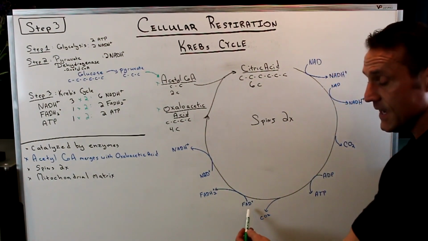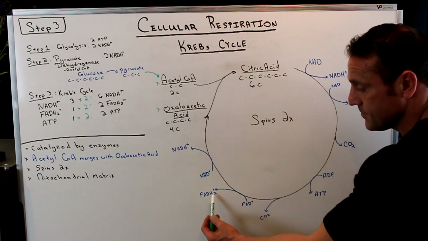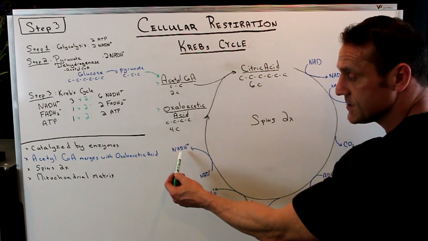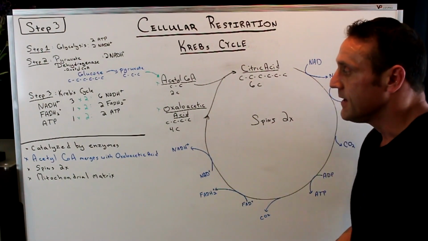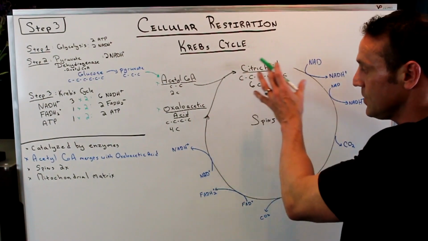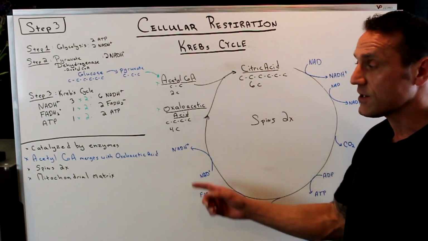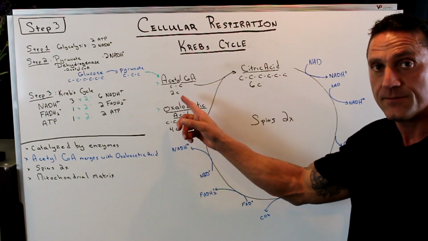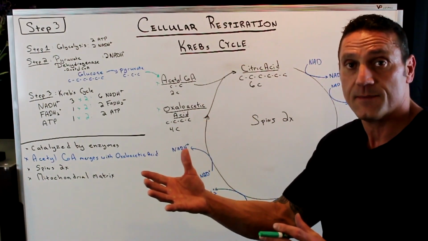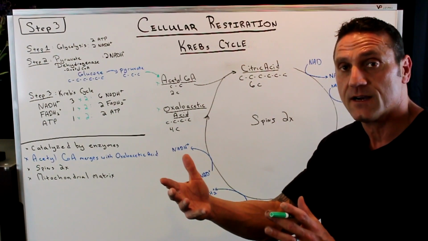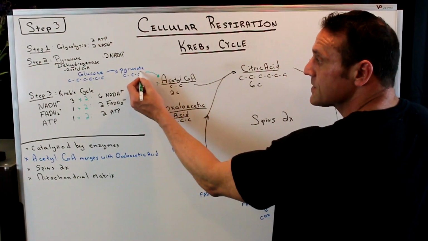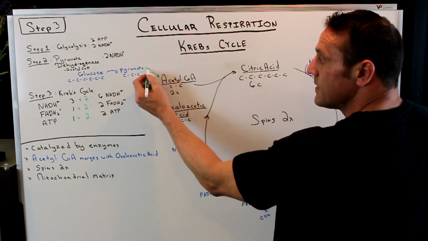You're going to reduce FAD to FADH2. Another NAD plus, you're going to reduce it to another NADH. Now, the reason why it's going to spin twice is because with every rotation, you're cleaving off 1 carbon. Now, you're going to ask yourself, well, you have a 6-carbon glucose that's going to turn into 2 3-carbon pyruvates. So, how is that going? Here's the first carbon that's going to be cleaved off.